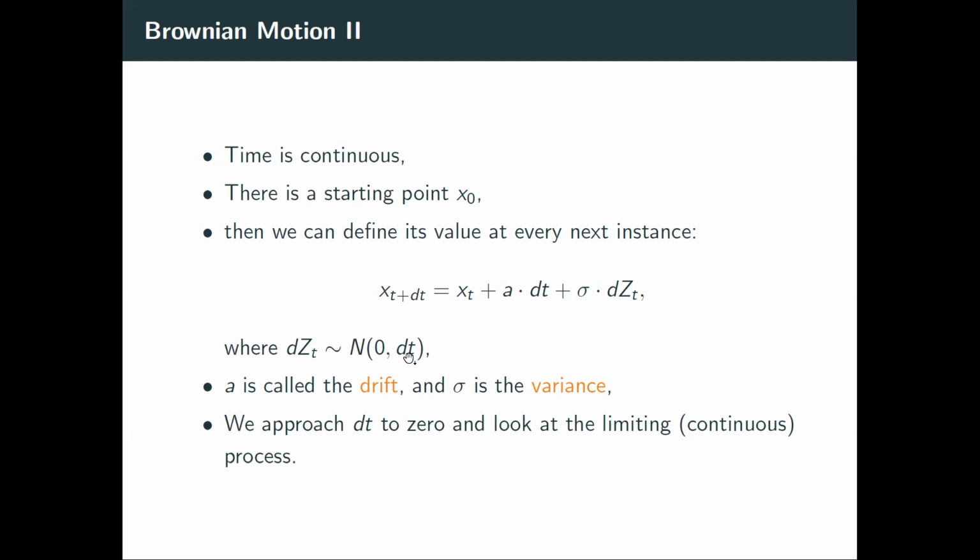And here what is important: the variance of this unpredictable part is exactly dt. Not dt squared, not the square root of dt, it's exactly dt. That's important actually.